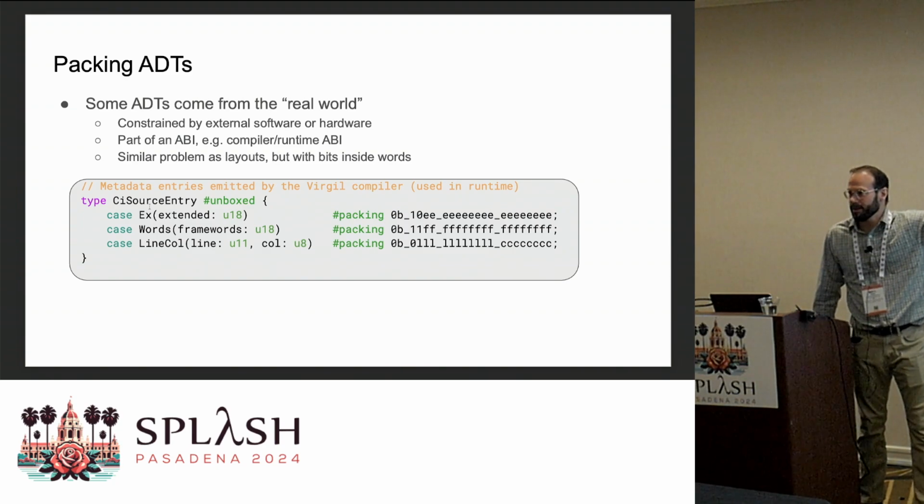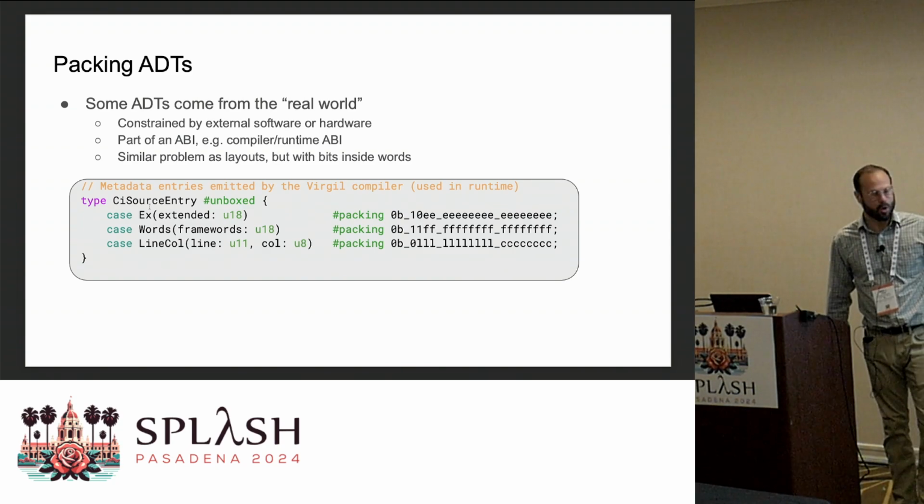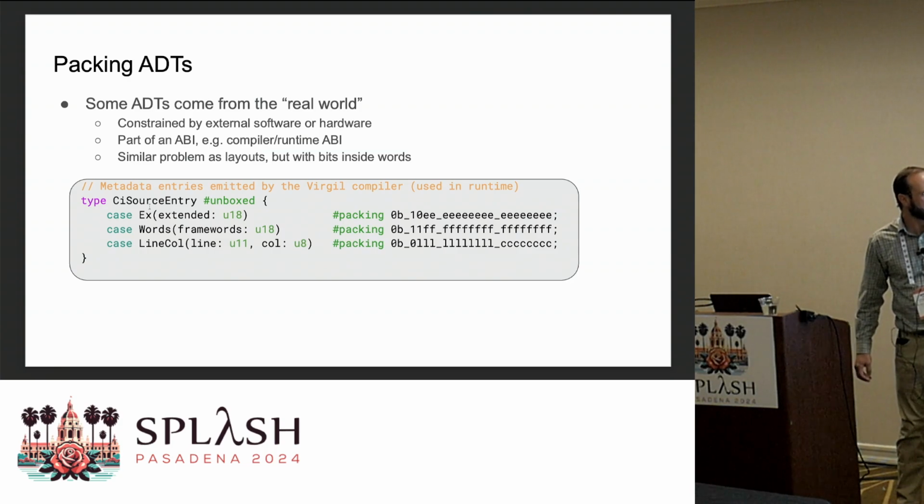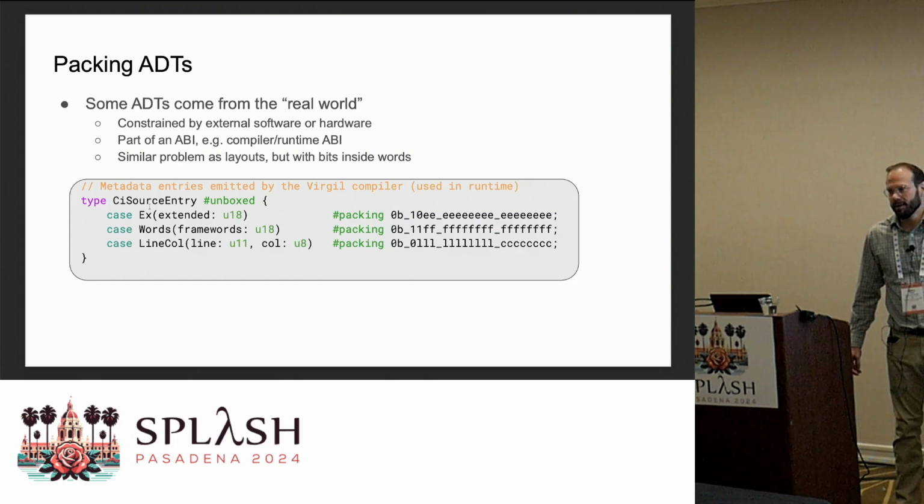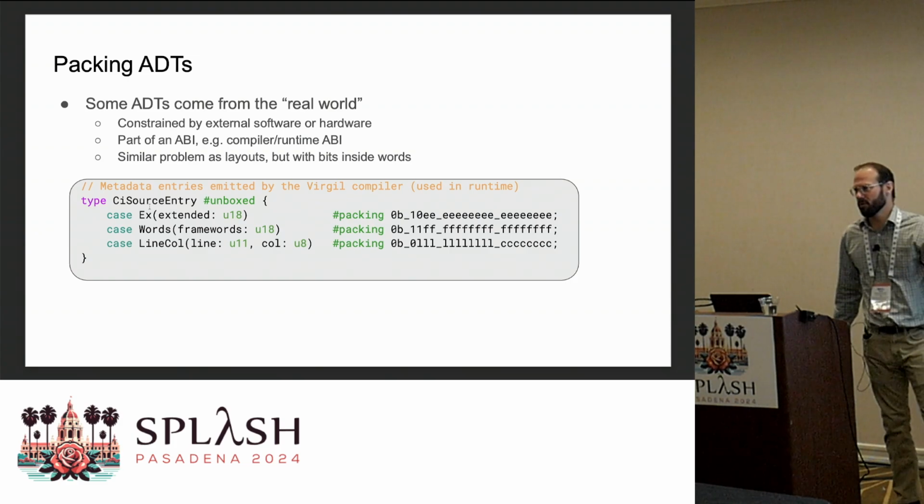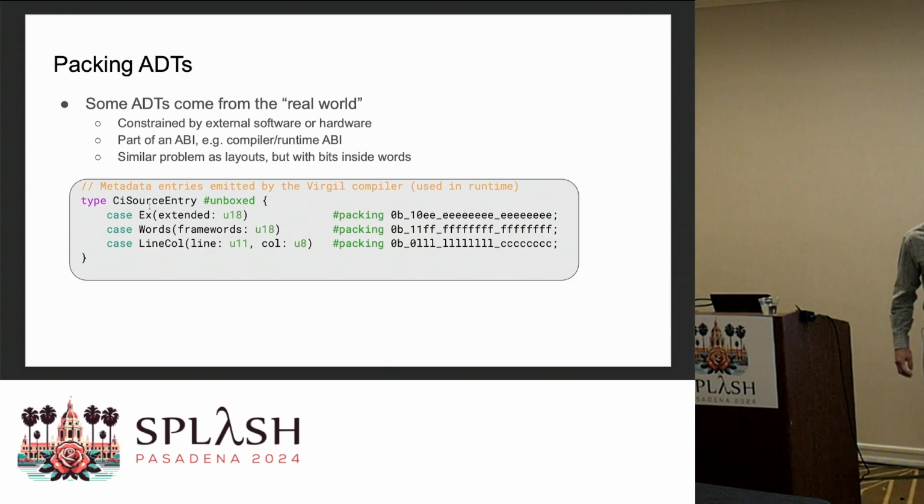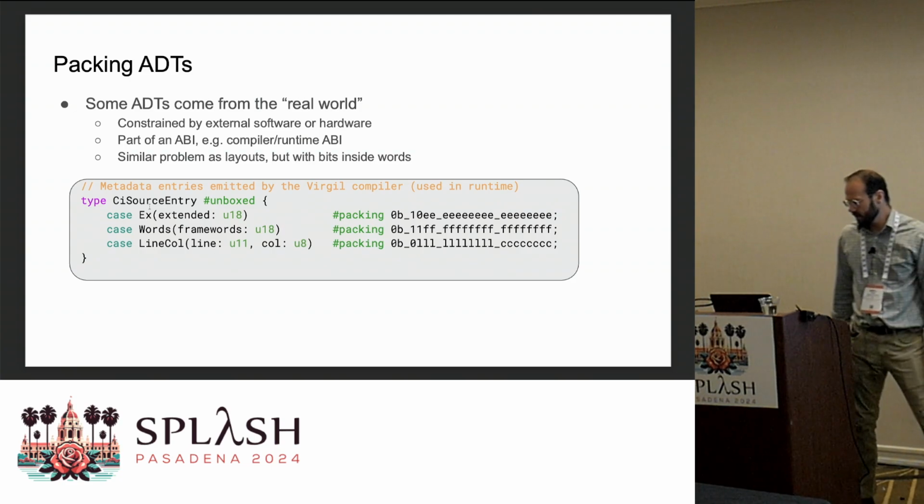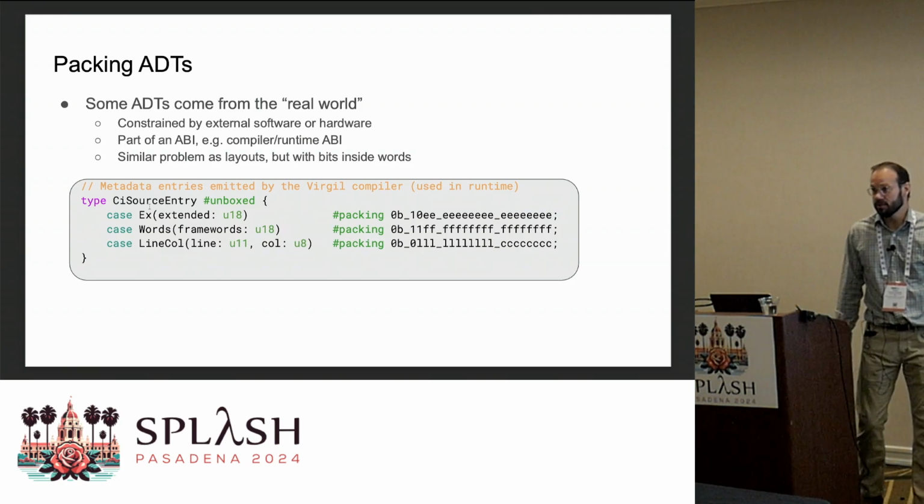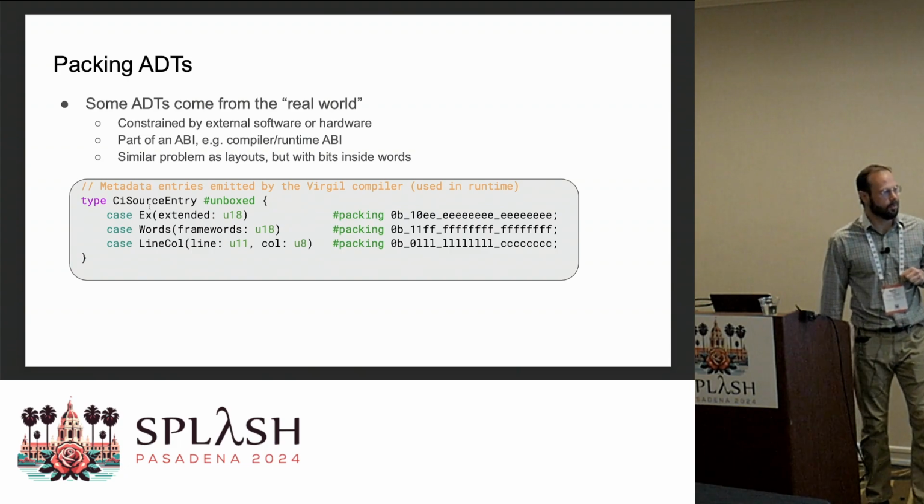I wish I could have written this, because what really is going on is that a source entry is either an extended one, or it's some words, or it's a line column, and ADTs are the perfect thing to describe that. And if you notice, they're all subword things. This is 18 bits. I really squeezed them down. This is 18 bits. This is 11 and 8. And what the packing declaration gives you is the ability to lay out the bits exactly how you want them.